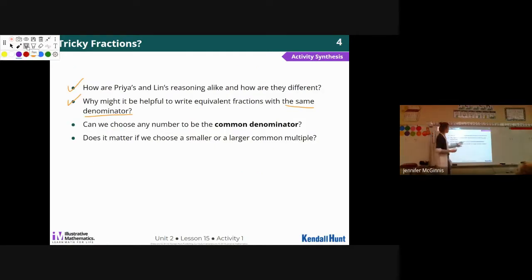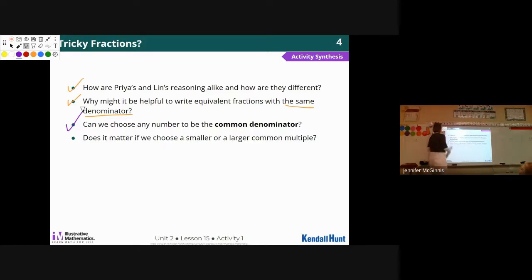So, can we choose any number to be the common denominator? No. We can't choose any number we want. We have to choose a number that has a relationship with the numbers we are given. So, if we had 2 and 4, could I choose 12? 2 times 6 equals 12. 4 times 3 equals 12. Sure, I could do that. Does it matter if we choose a smaller or a larger common multiple?